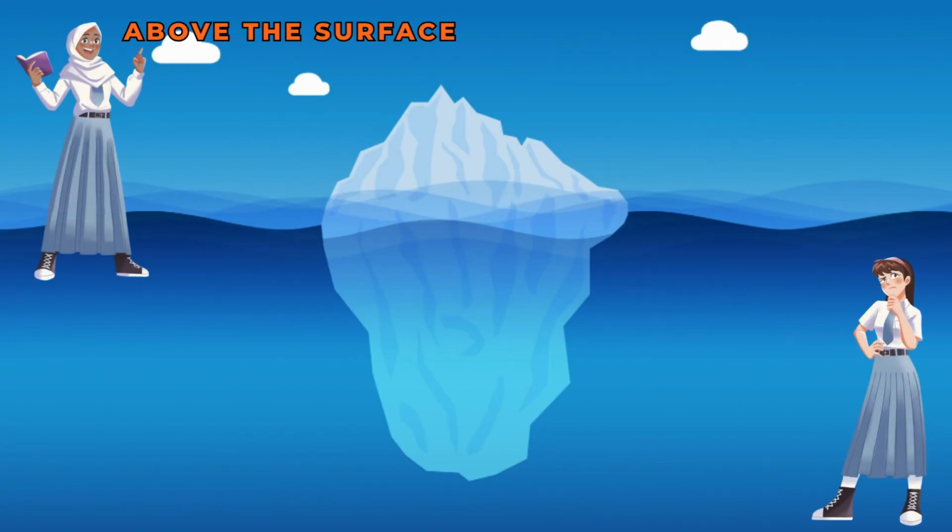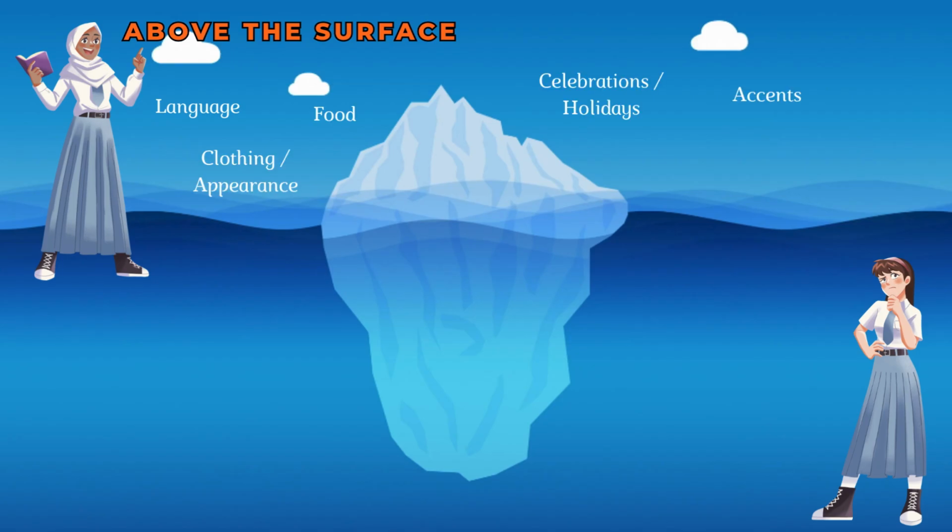Above the surface, which would be the tip of the iceberg, is where we may observe things like languages spoken, clothing, appearance, celebrations, holidays, food choices, accents, or even the use of support aids such as hearing devices and mobility tools. These observable elements are important, but they're often interpreted in isolation. For example, a teacher may notice that a student speaks with an accent and assumes limited competence, or sees a student wearing religious attire and makes assumptions about their beliefs or behavior. These quick judgments can lead to misunderstandings, even with the best intentions.